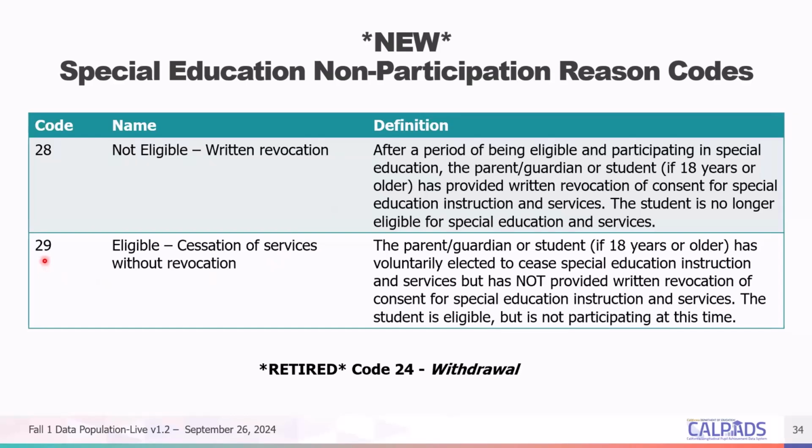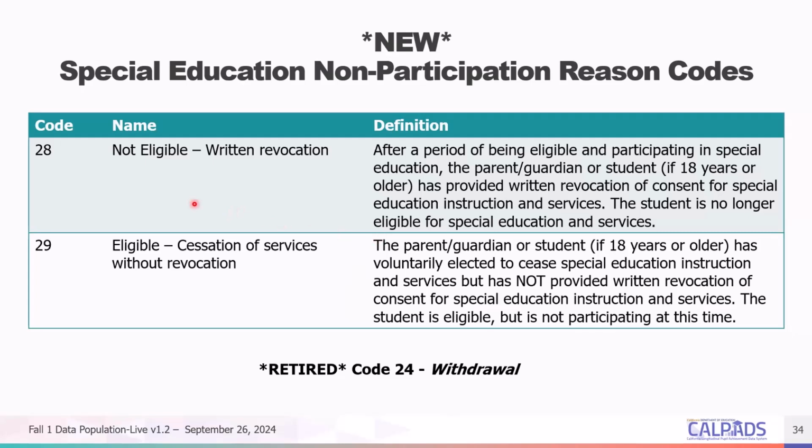Code 29 is named eligible cessation of services without revocation and is defined as, again, the parent, guardian, or student, if 18 or older, has voluntarily elected to cease special education instruction and services, but has not provided written revocation of consent for special education instruction and services. And this last sentence is, again, probably the most important in distinguishing between the two codes. The student is eligible, but is not participating at this time.